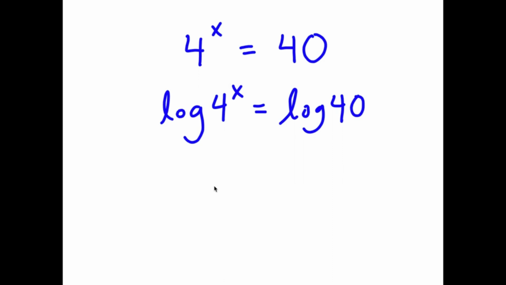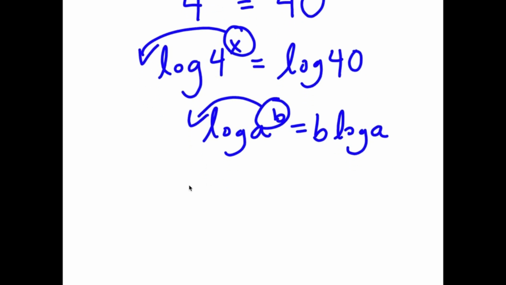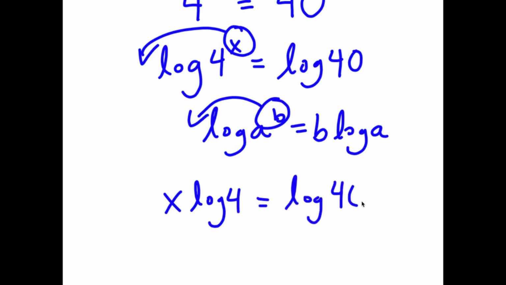Now, if I have something in the form log of a to the power of b, I can move this exponent b to the front. So this is going to equal b times log a. So in this case, I have log 4 to the power of x, and I can move x to the front. So now I'm going to have x times log 4 is equal to log 40.